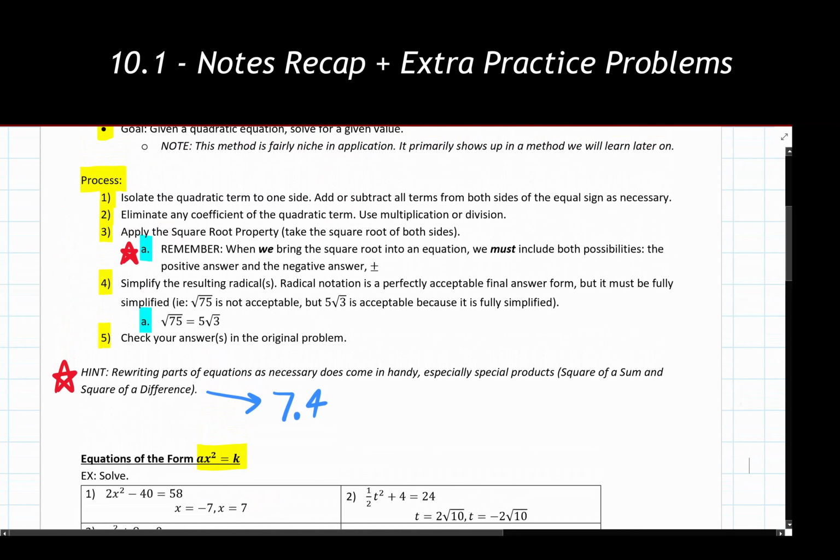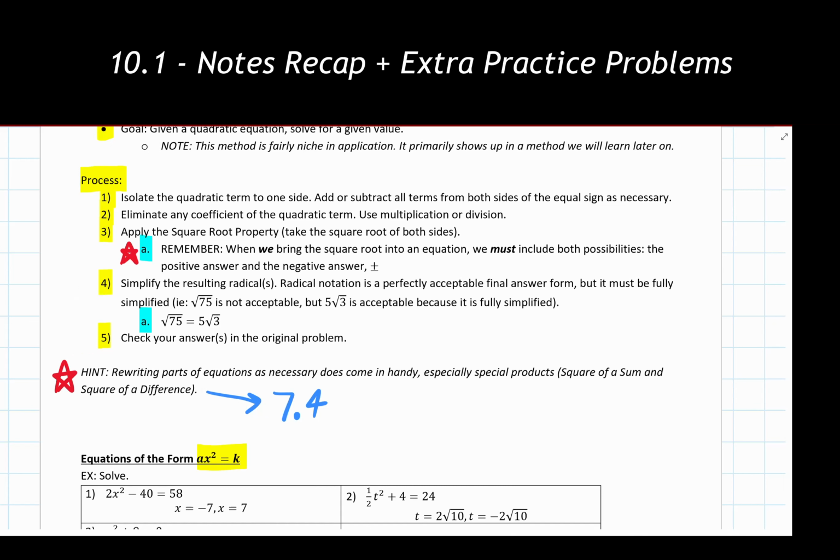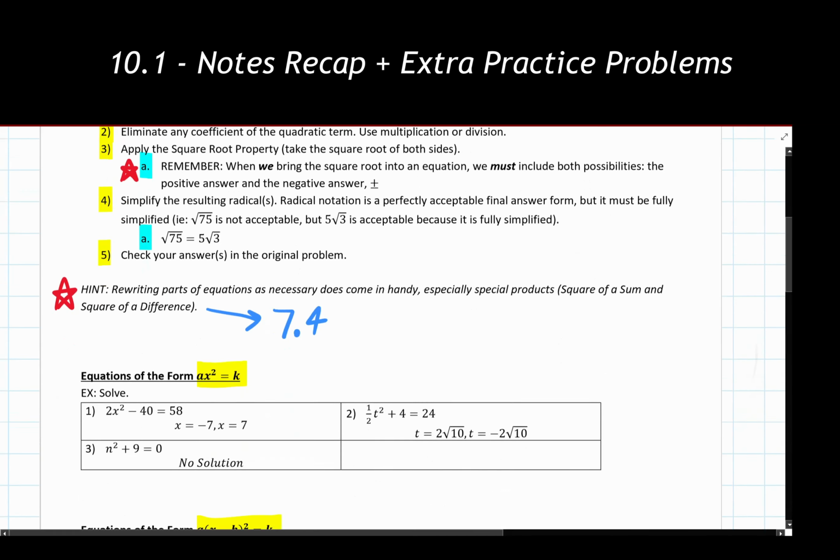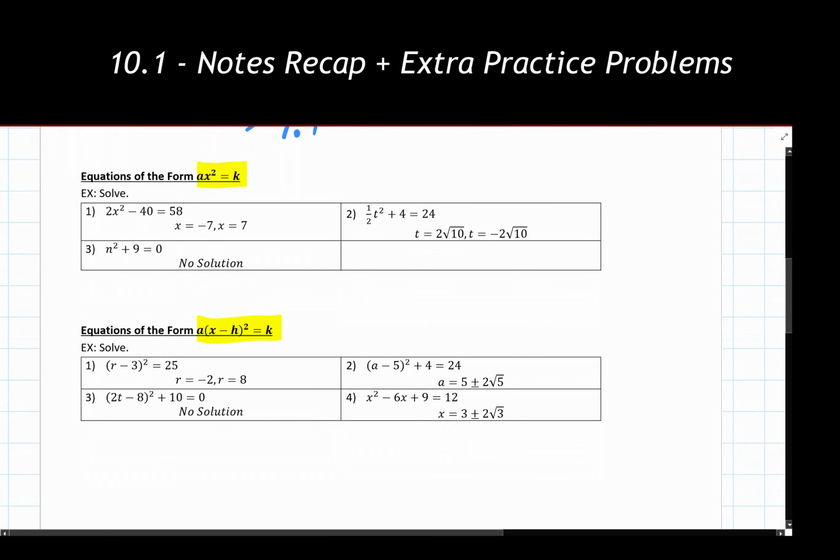We had our process that we went through. If you need to, again, I'd take a moment to pause the video and write these steps down for yourself, as well as making a note that we might need to do some rewriting of special products into the square of a sum and square of a difference as necessary. The process for factoring those and our quick shortcuts for those were referenced in our 7.4 material as well. And then we went through our 7 examples that we had here.